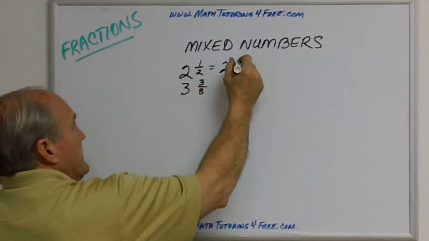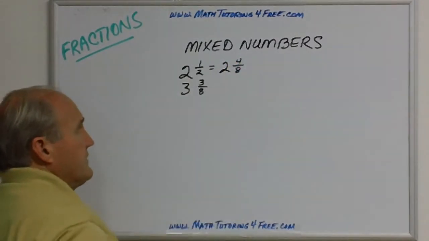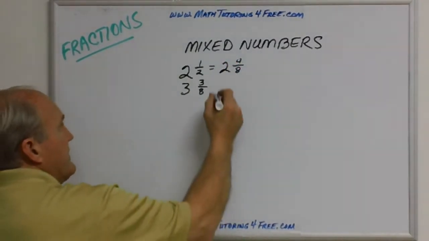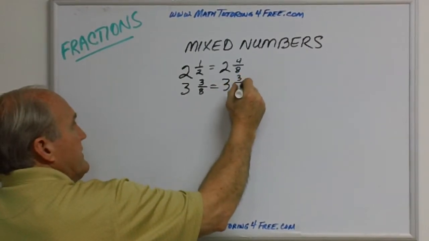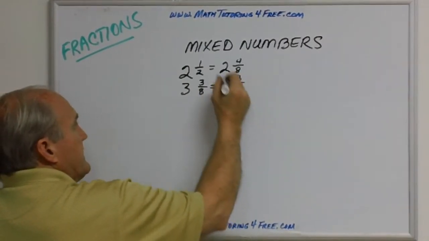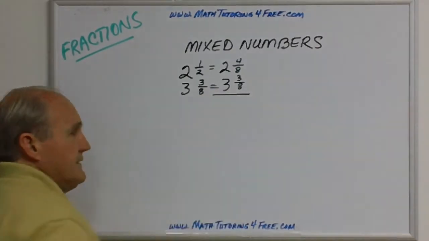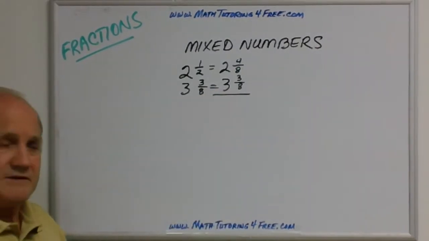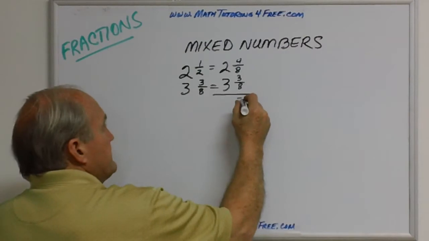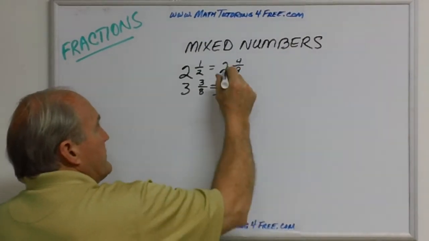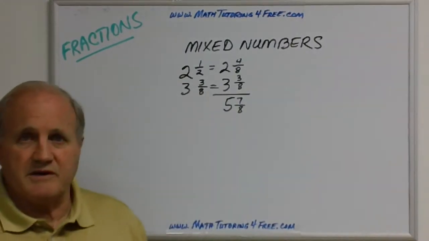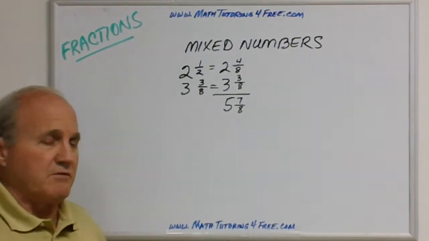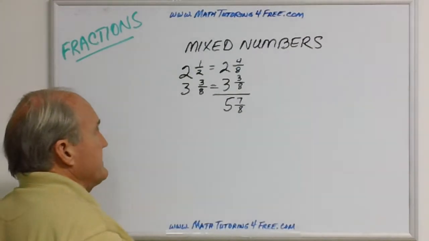I have to multiply the numerator by 4. So that becomes 2 4/8. This stays the same. We have 3 3/8. And nicely, if we're going to add, we add 4/8 and 3/8 and get 7/8. And 2 plus 3 is 5. 5 7/8 would be our answer there. Pretty straightforward. Let's do a subtraction.